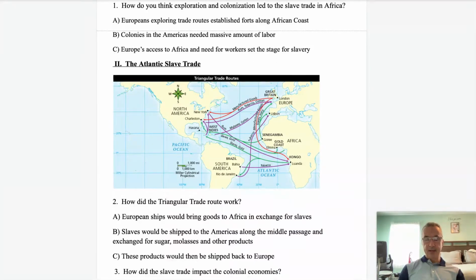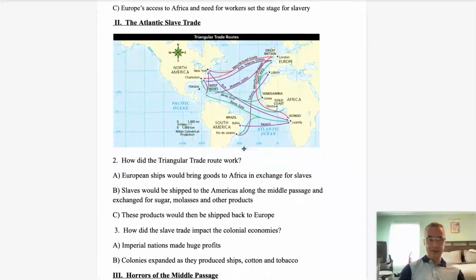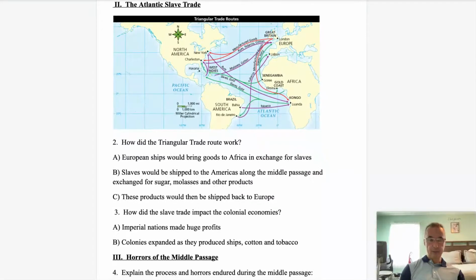3. How did the slave trade impact the colonial economies? Unfortunately, it was very profitable. Imperial nations made huge profits from the slave trade. Colonies expanded as they produced ships, cotton, and tobacco. There were horrors along the way, especially obviously for the slaves.